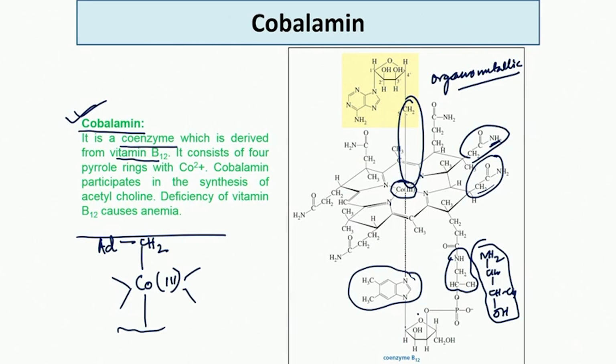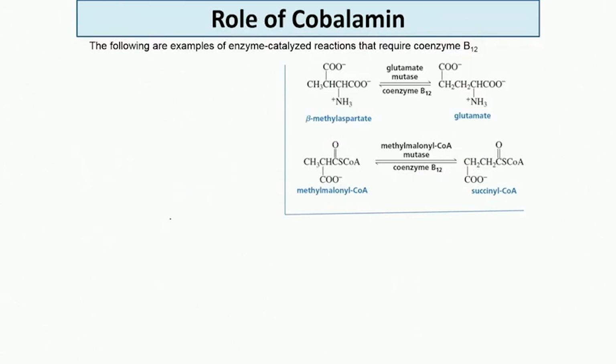Now, vitamin B12 consists of 4 pyrrole rings, which are not really perfect pyrroles because they are substituted pyrroles and they are at different oxidation levels. Cobalamin participates in the synthesis of acetylcholine, which is very important. Acetylcholine is another neurotransmitter; we talked about some neurotransmitters in the sessions on PLP dependent enzymes. Deficiency of vitamin B12 causes anemia. Let us see what type of reaction it catalyzes.